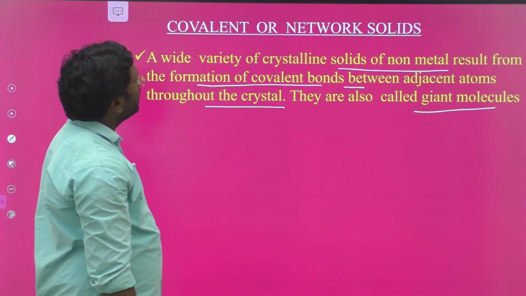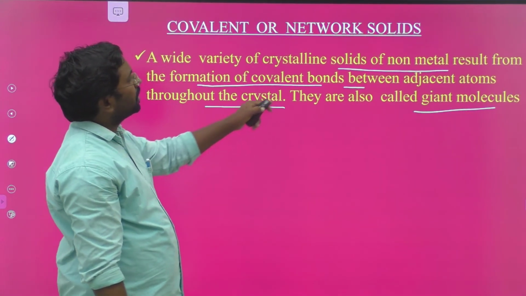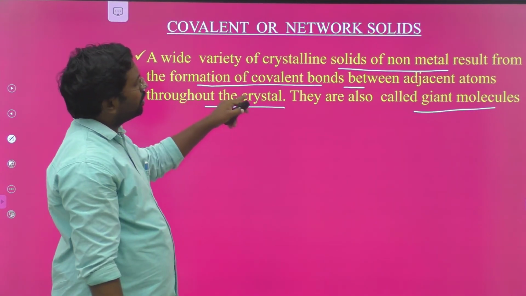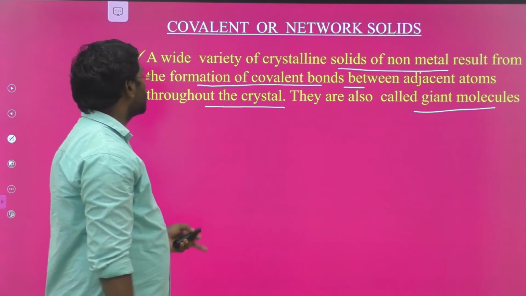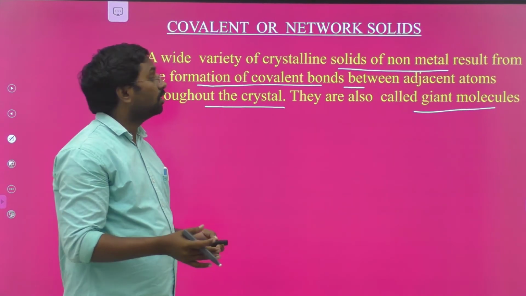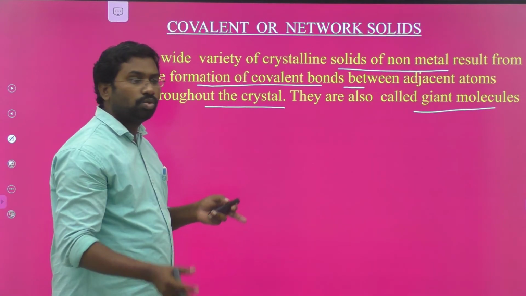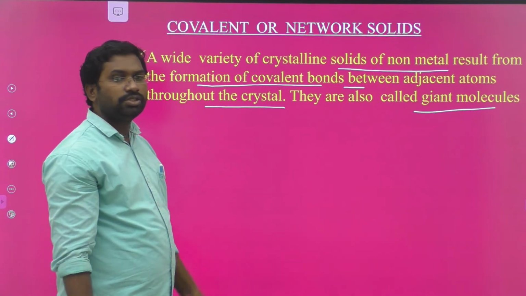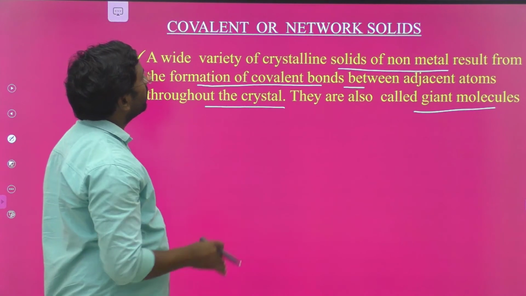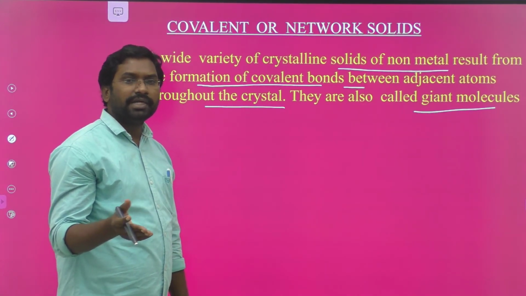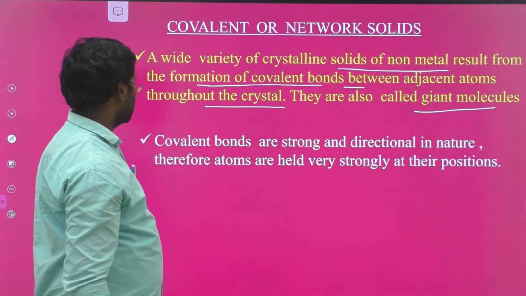So in the case of covalent or network solids, the crystalline solids of non-metals result from the formation of covalent bonds between adjacent atoms throughout the crystal. In the given crystal, the covalent bonds are present between adjacent atoms throughout the crystal. They are also known as giant molecules.